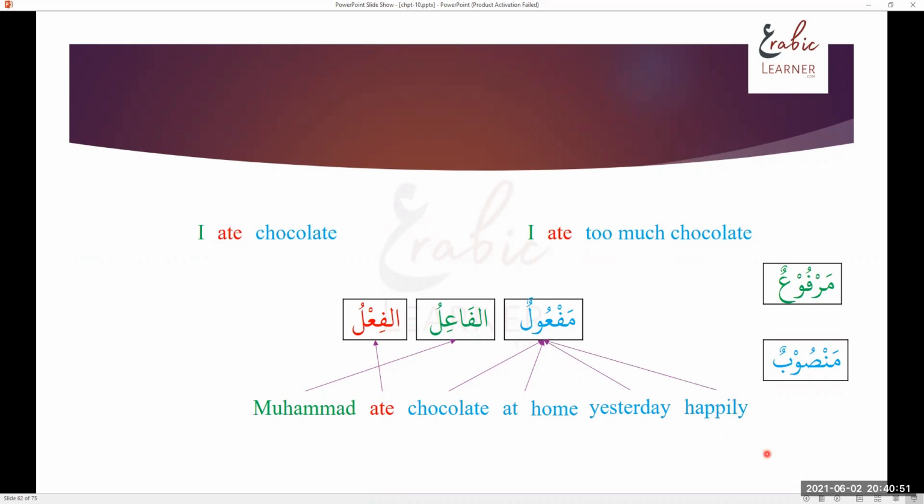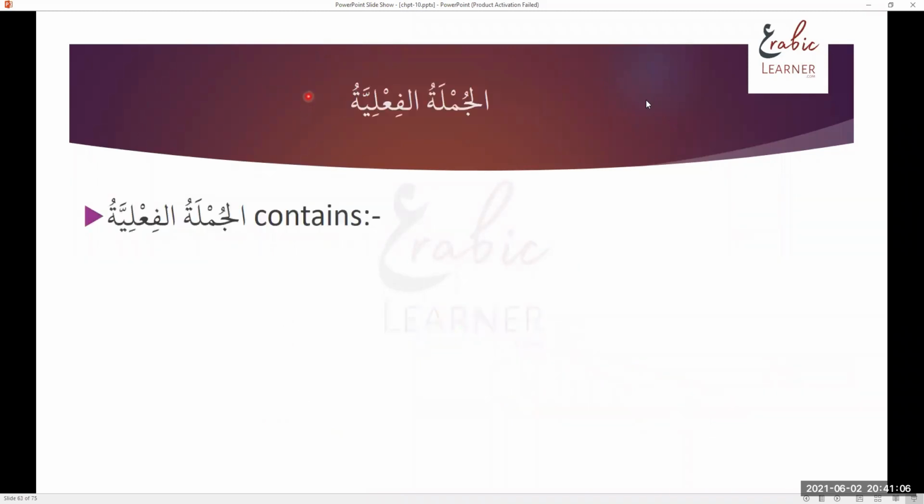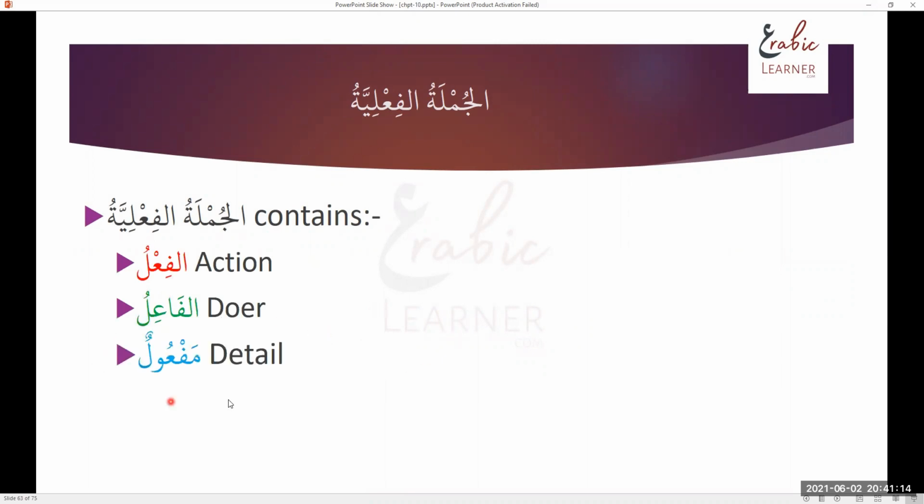Okay. So all these will be in the status of nasab. This will be in the status of rafa. Okay, brothers and sisters. So Jumla Fi'liyah contains fi'l, then it contains fa'il, and it contains maf'ul, which is detail. And fa'il is always marfu', and maf'ul is always mansoob. Now I'm only saying maf'ul.